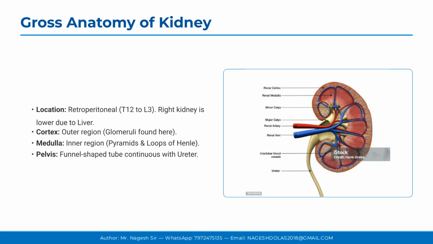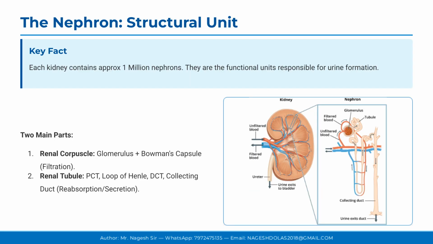Key anatomical parts include the outer cortex, the inner medulla containing pyramids, and the renal pelvis, which connects to the ureter. The nephron is the functional unit of the kidney, with about 1 million per kidney. It consists of 2 parts, the renal corpuscle for filtration and the renal tubule for reabsorption and secretion.